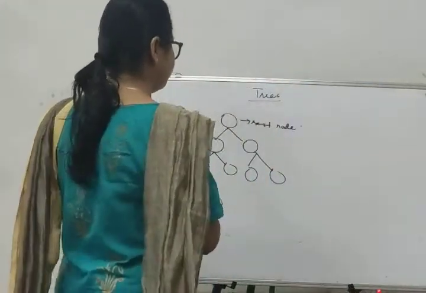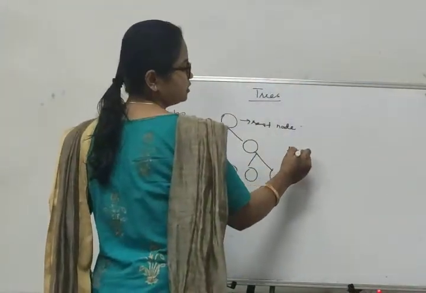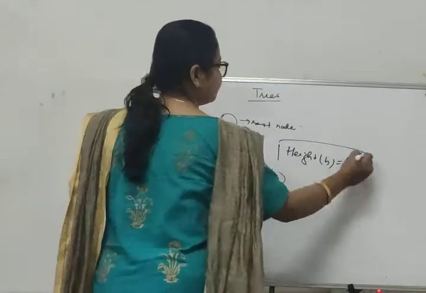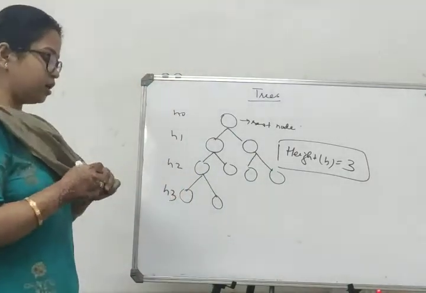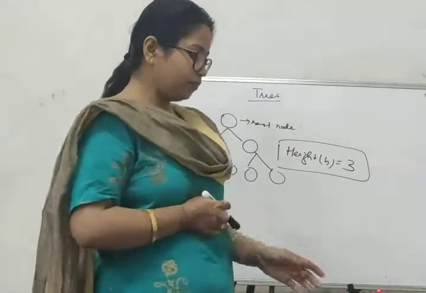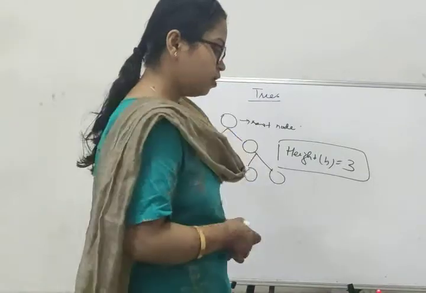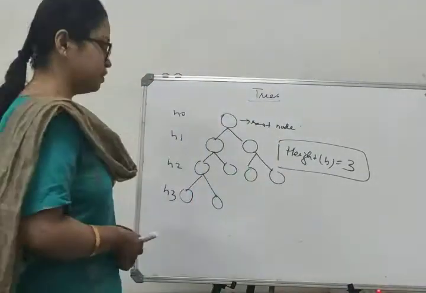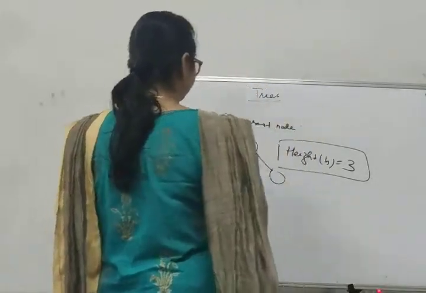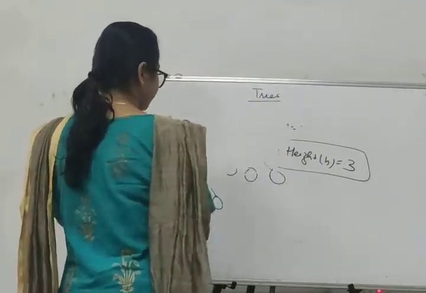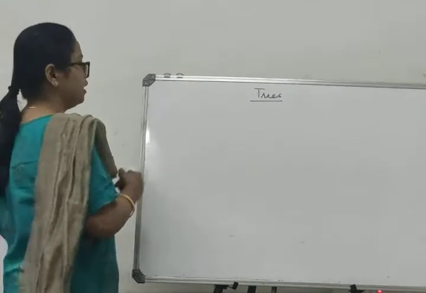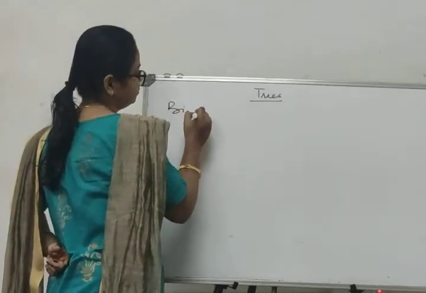So the height of this tree is h. Height is denoted as h. Here h is 3. So these are the terminology. Now let us discuss a few things in the case of a binary tree, which are very, very important. You must remember. Since you now know what height is, we will relate it in a binary tree.